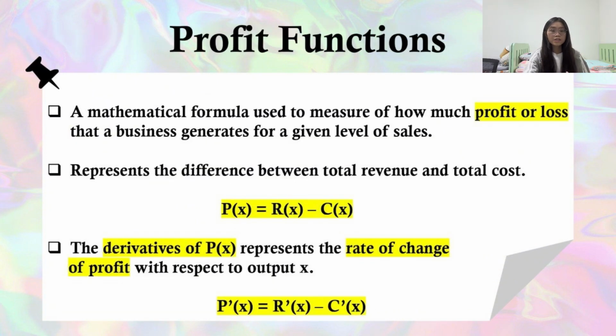Besides, the applications of derivatives in economics also include profit functions. The profit function is a mathematical formula used to measure how much profit or loss a business generates for a given level of sales. The profit function represents the difference between total revenue and total cost. And the formula to get the profit function is we take the revenue function minus the cost function. The derivative of the profit function represents the rate of change of profit with respect to output x.